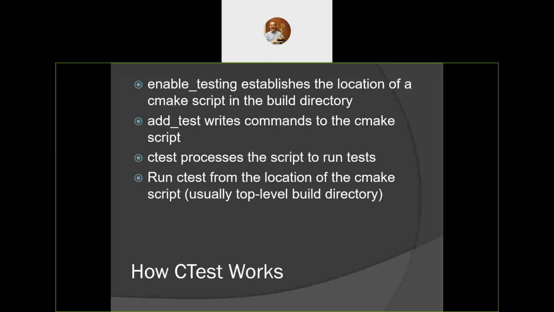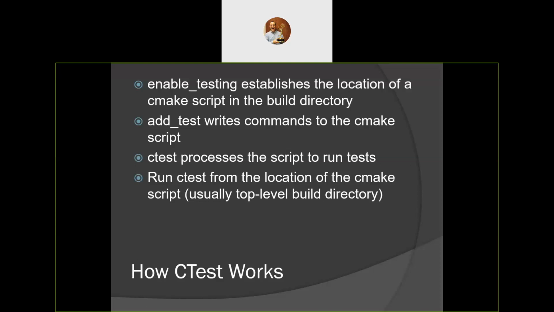So what does CTest actually do? Well, when you call enable_testing, that establishes the location of a CMake script in your build directory that corresponds to the location of where enable_testing was called. This is why the recommendation for calling enable_testing is to do it in your topmost level CMake script where your project is defined. And when you call add_test, this is just writing commands to that CMake script.